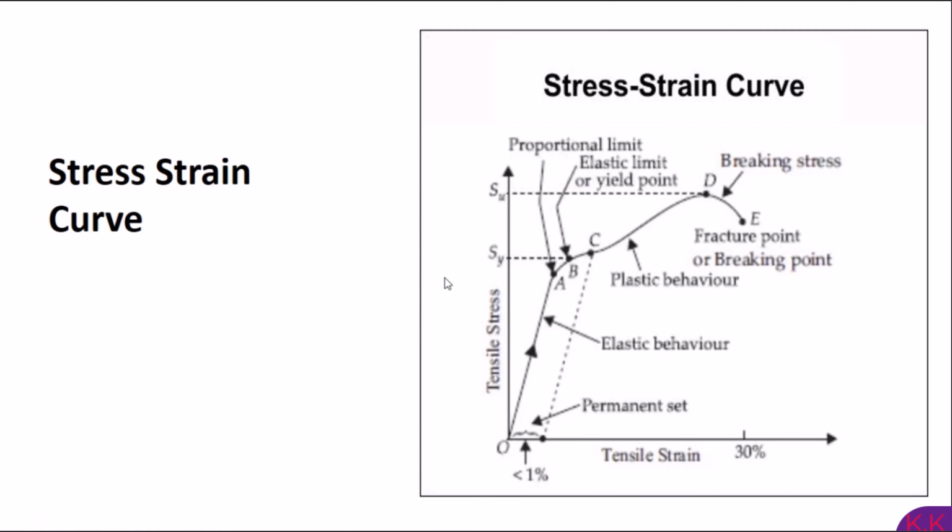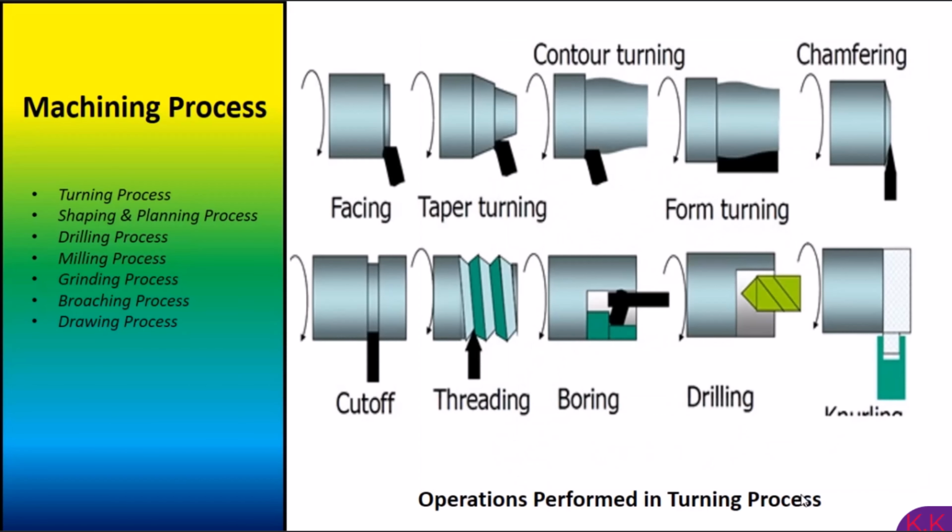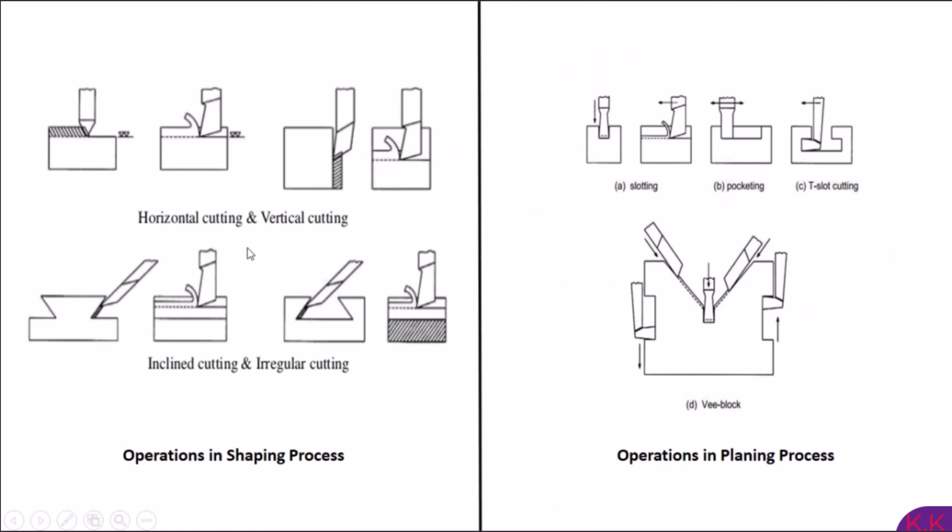Actually it is a very important necessity when selecting a material for a specialized use. Machining processes. On the left side we have the details of machining processes like turning, shaping, planing, drilling, milling, grinding, etc. On the right side you can see all the operations performed in turning processes: facing, parting, taper turning, forming, knurling, grooving, threading, boring, drilling. Nearly all these operations can be performed on a lathe, and this is known as the turning process.